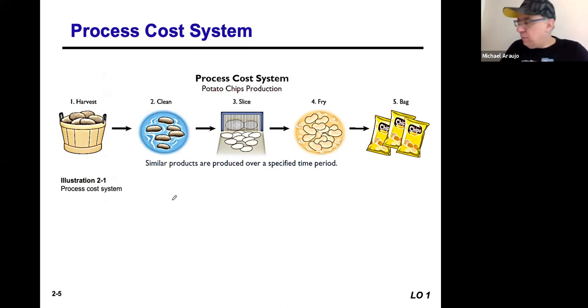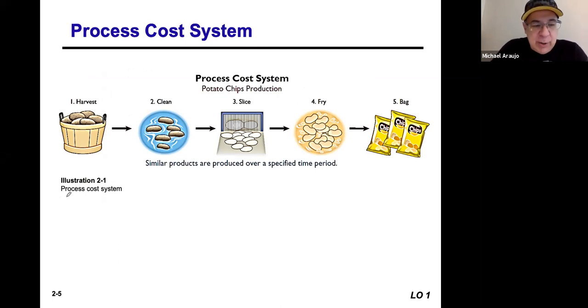So your book in this particular case has a wonderful illustration of potato chips production. And I don't know about you, but every time I see this slide, I get a little bit hungry for potato chips. Well, it's actually one of my favorite snacks, sadly. It is what it is.